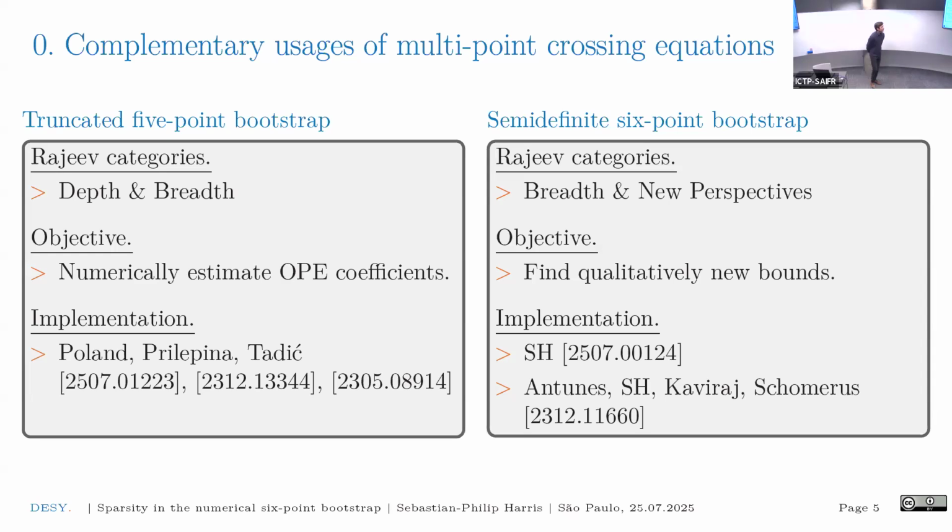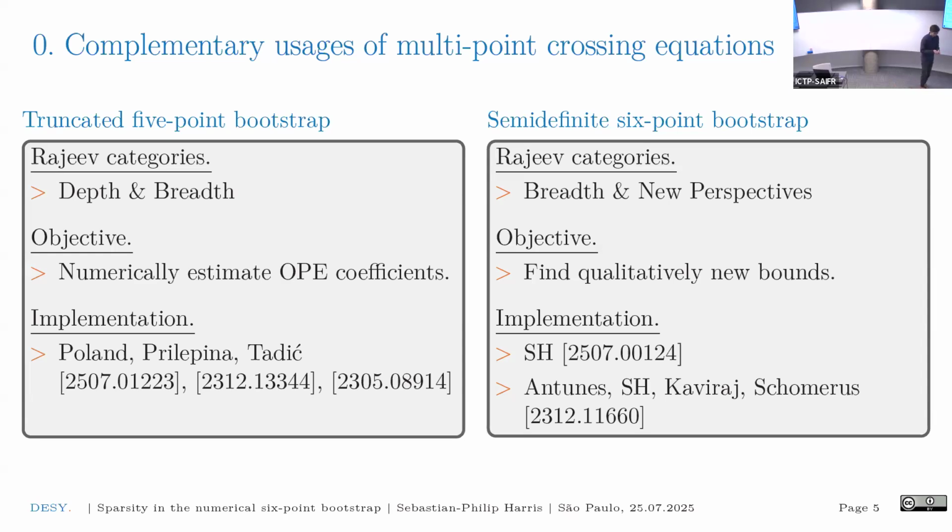So what do I mean by qualitatively new bounds? My perspective on numerical bootstrap is that you have the crossing equation and you're able to ask some questions to the crossing equation, and the crossing equation answers with some bounds. And as I want to argue, studying 6-point functions, you can very naturally formulate different questions than for 4-point functions and efficiently get answers to those questions.